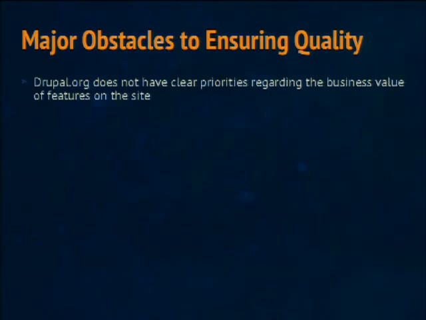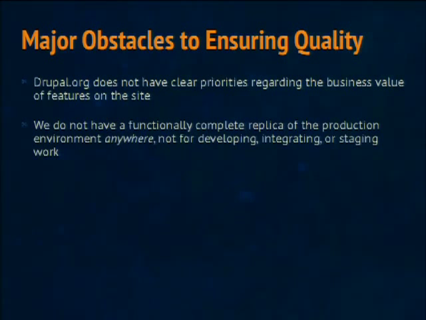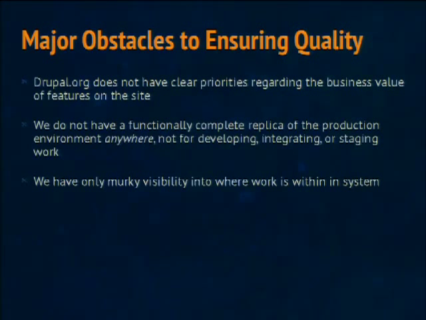It is very difficult to know that. And it's something that we're going to talk about in the smaller groups today. This is more technical, but it is also process to get there. We do not have a functionally complete replica of the production environment anywhere. Not for developing, not for integrating, not for staging work. For Drupal 6, this is definitely true. We have a fairly close environment for Drupal 7 when it launches. So that's a problem in terms of doing QA. You can't run your tests against a version of the site and see that it works.